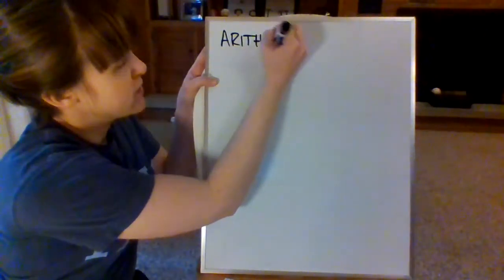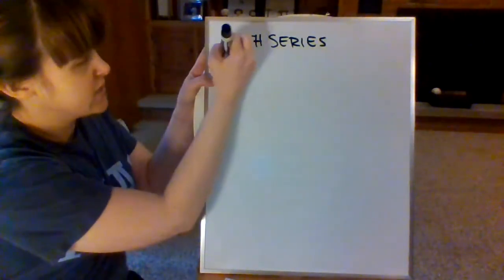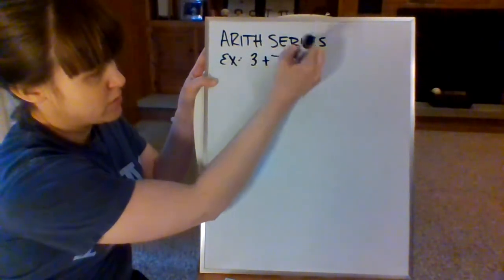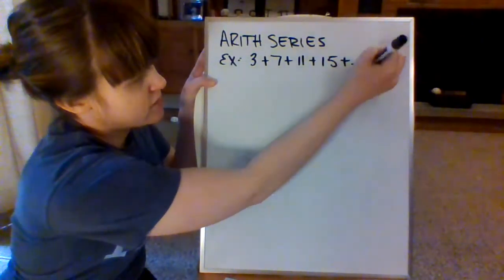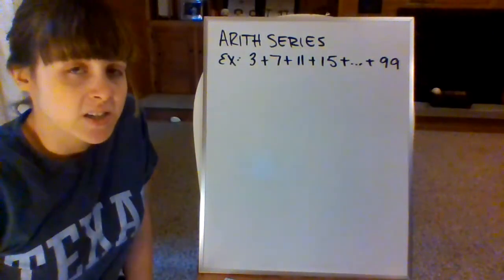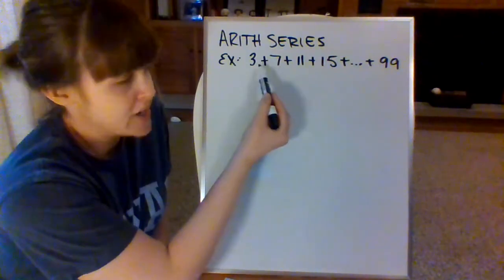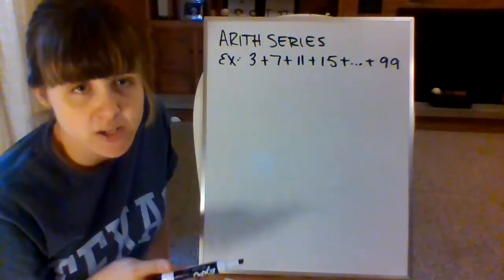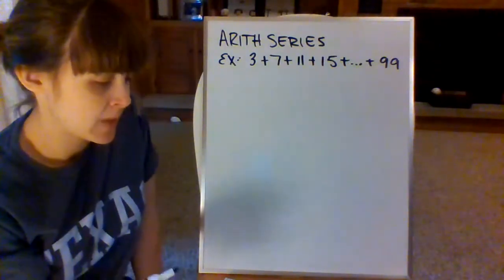So an arithmetic series could look like this: 3 plus 7 plus 11 plus 15 plus all the way to 99. This is still separated by a common difference, 4, because you're adding 4 each time to get the next number, but it's a series because you're adding the whole sequence together.